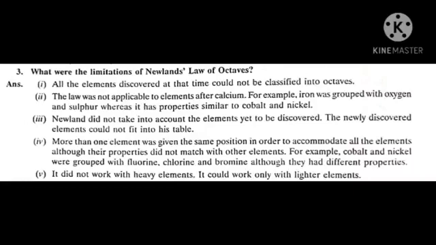Newlands did not take into account the elements yet to be discovered. The newly discovered elements could not fit into his table. More than one element was given the same position in order to accommodate all the elements, although their properties did not match with other elements. For example, cobalt and nickel were grouped with fluorine, chlorine and bromine, although they had different properties. It did not work with heavy elements. It could work only with lighter elements.